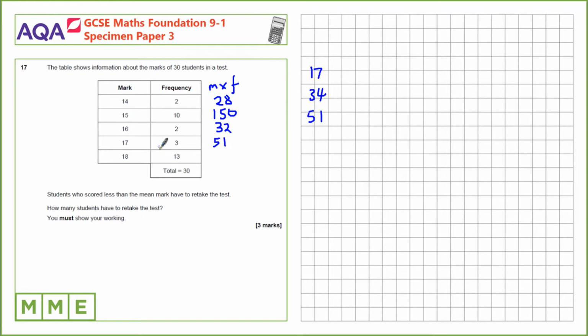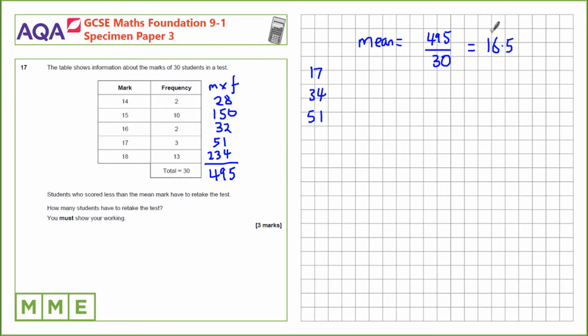And 18 times 30 is 234. The reason we've done this is now we have a total, which we can calculate as 495, and use this to calculate the mean. So, the mean is 495, that's the total number of marks achieved by everyone in total, over 30, the number of pupils, gives us a mean of 16.5.